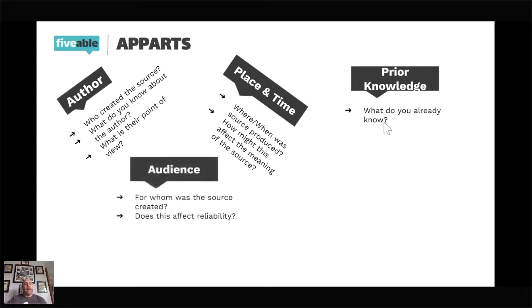So then we have the audience, and that's who's going to be reading this source or listening to the speech. Who is it for?